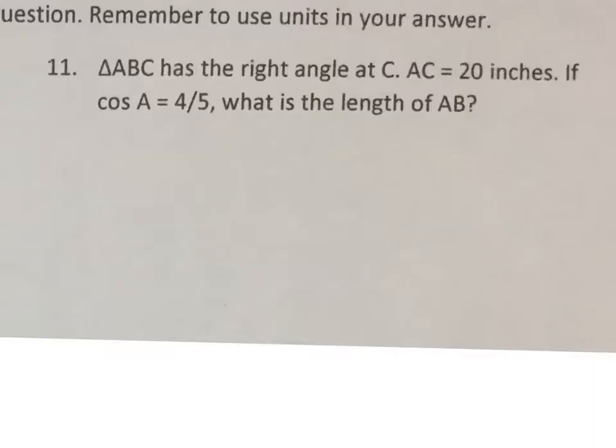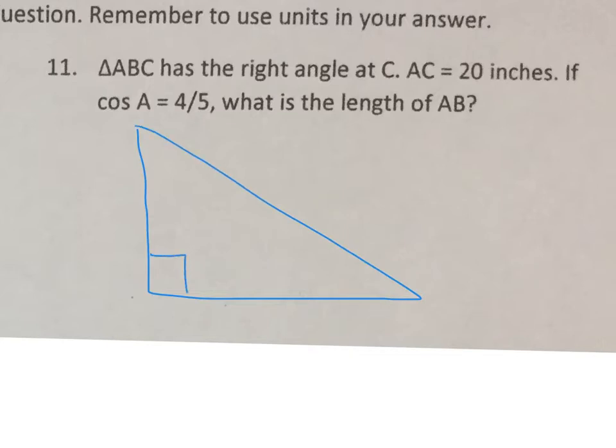Okay, on number 11, we know that you have a right triangle with the right angle at C. So let's draw this. My right angle is called angle C, which means the other two corners are A and B, which really doesn't matter which one you put where. We know that AC is 20 units long, and we want to know what is the length of AB, okay, the hypotenuse. So there's two ways that we could do this.